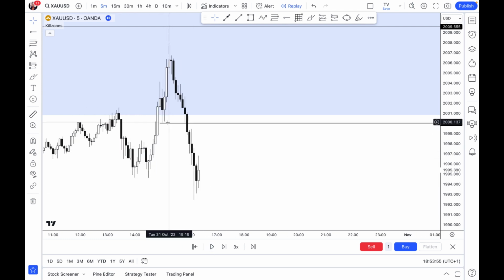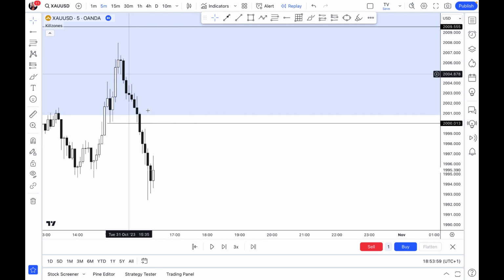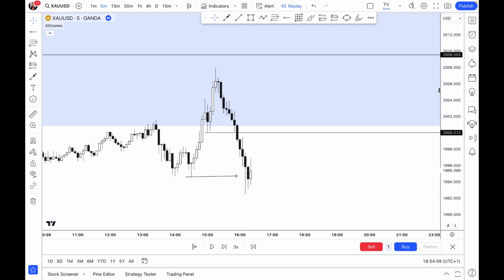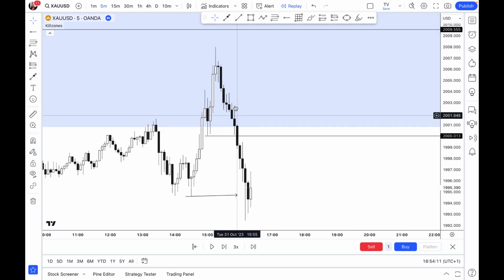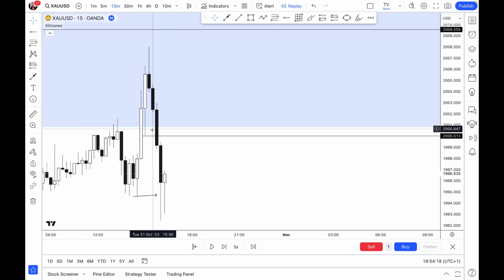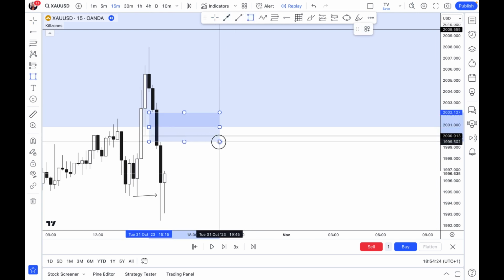So now we have that break of structure right here. We did not only break this low, we also took out this low as well. So at this point, I need to be looking for an entry opportunity from this area, probably a supply zone or imbalance. Coming to the 15 minutes time frame, I can see that we have imbalance at this level right here.